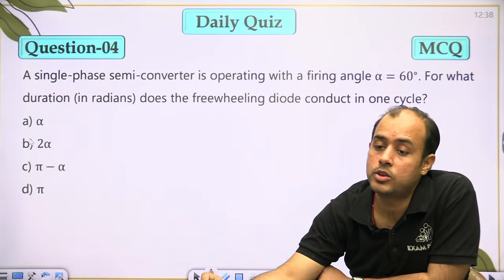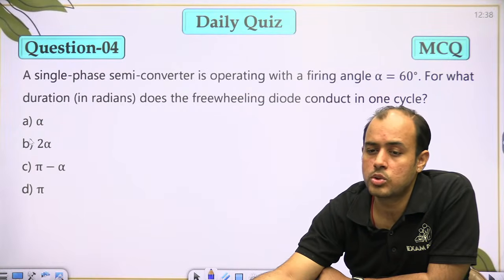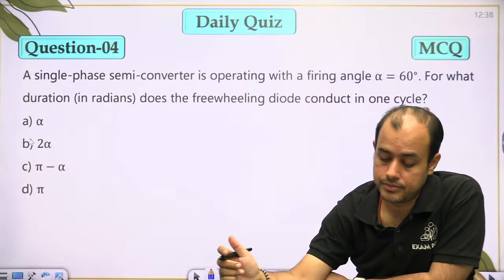Sir, in RRB CBT2, I got 97 marks, not selected. तो तुम्हारे जोन का कट ऑफ कितना गया था अविनाश भाई?